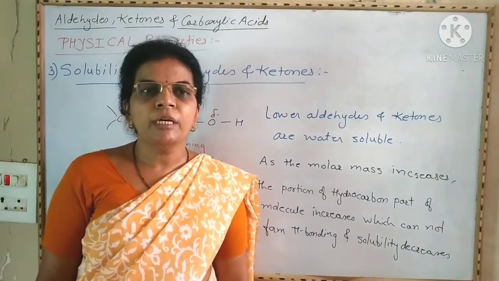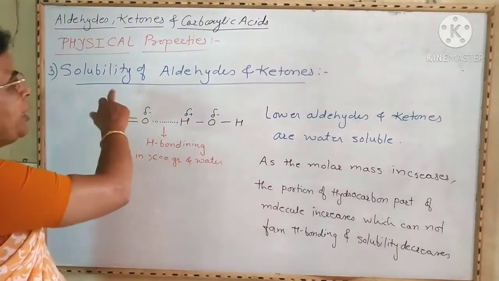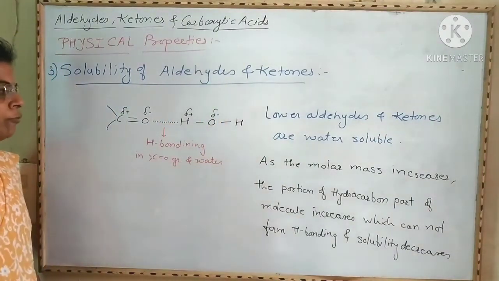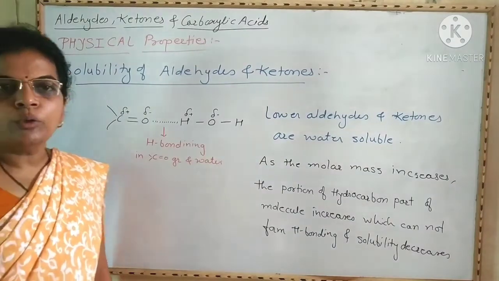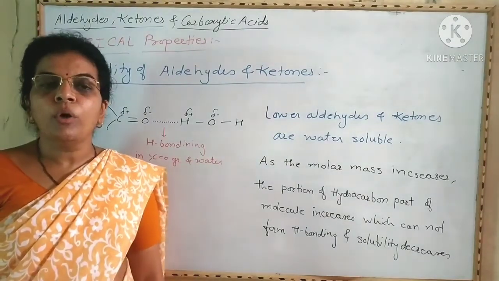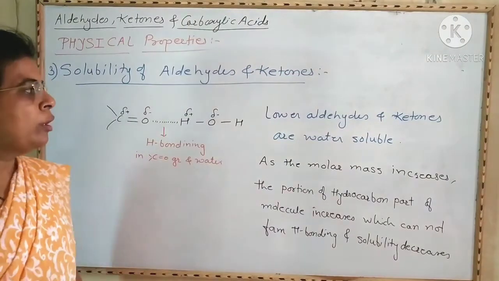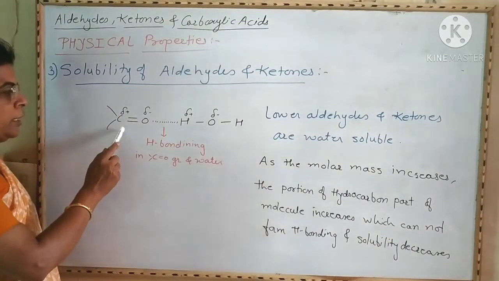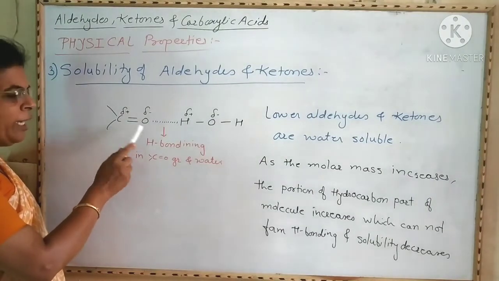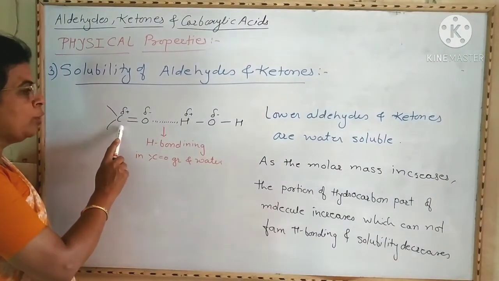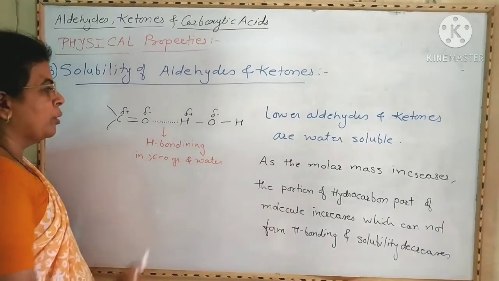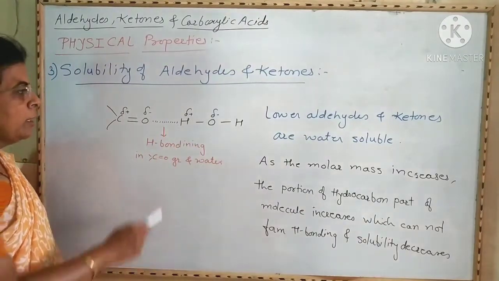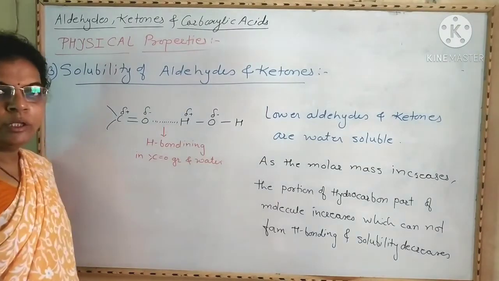Next, the third physical property is solubility of aldehydes and ketones. Now here, when lower aldehydes or ketones are dissolved in water, they form intermolecular hydrogen bonding. That is, this is the carbonyl group of any aldehyde or ketone molecule, and this is a water molecule. Now here, this OH bond is polar in water. Similarly, this C=O bond is also polar.